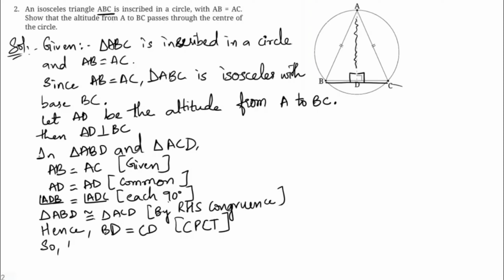So AD is a bisector of BC. So AD is perpendicular to BC and also bisects BC. So AD is the perpendicular bisector of the chord BC. So let's write that.